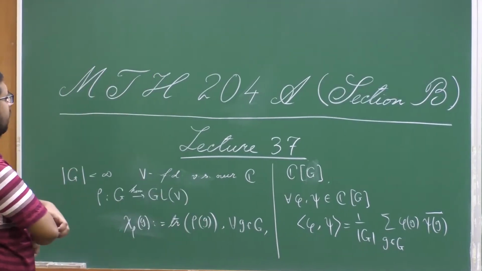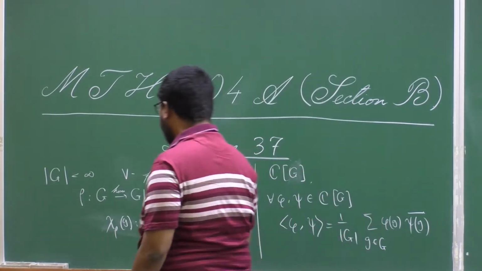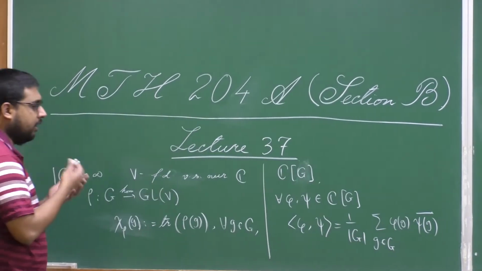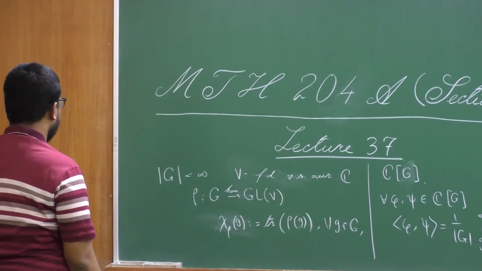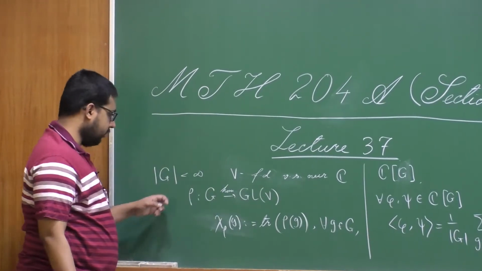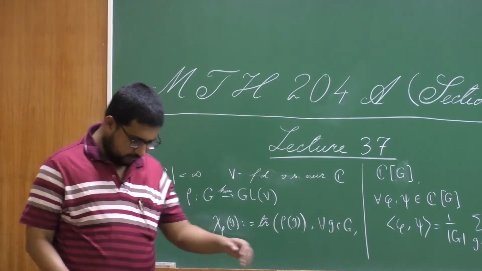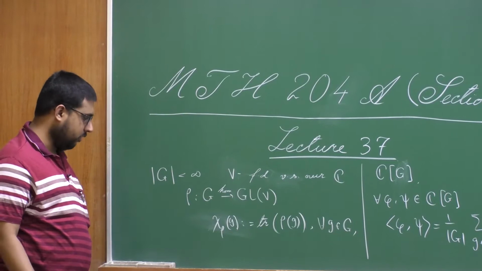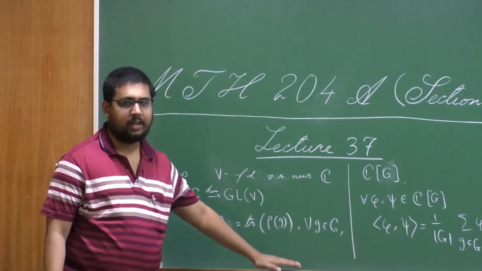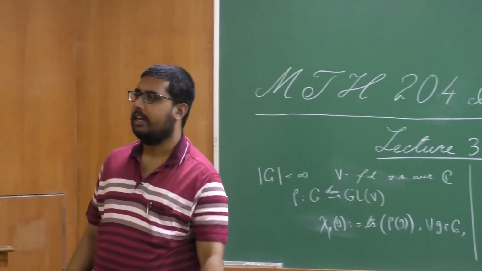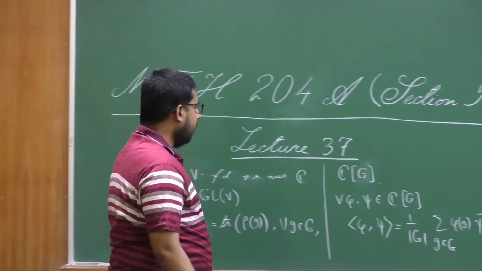This is the 37th lecture of the course MTH 204A for section B. Recall that we were discussing the basic properties of characters of representations. Let me recall for you that for any finite group G and a finite dimensional complex vector space V, if rho is a representation of G on V, then the character of rho is defined like this: at any point G, chi rho of G is the trace of the operator rho G.